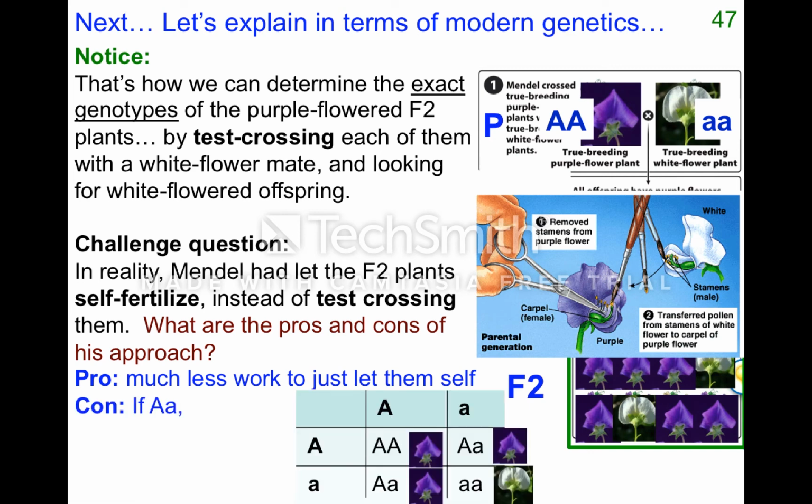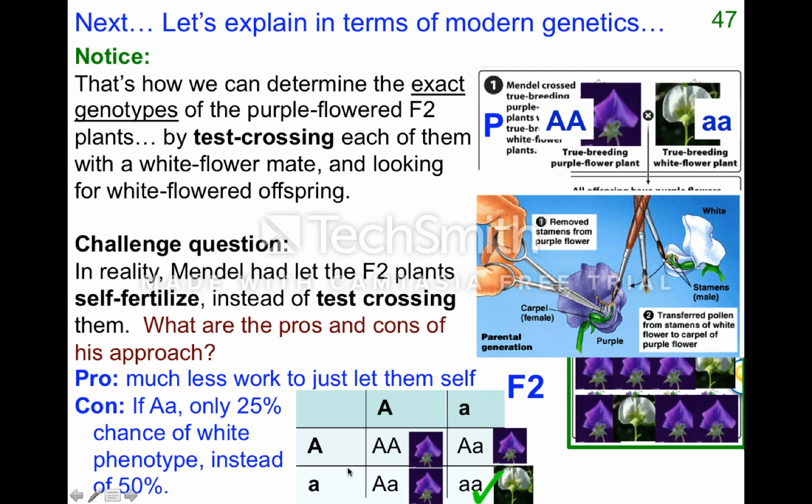The con of this, though, is that if you're taking your unknown plant and letting it mate with itself, and they happen to be heterozygous, right? There's only a 25% chance that you will see the white flower phenotype, whereas if you actually test crossed it with a small a individual properly, there's a 50-50 chance.